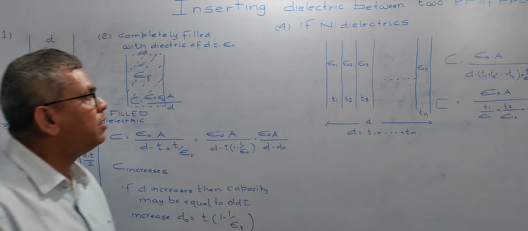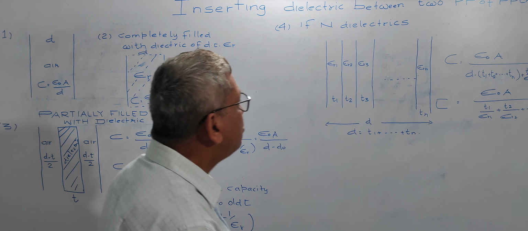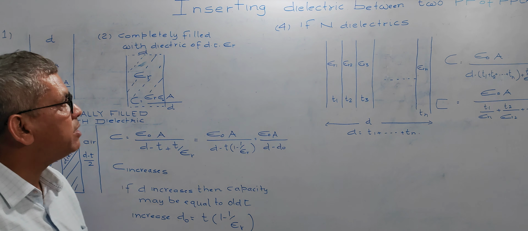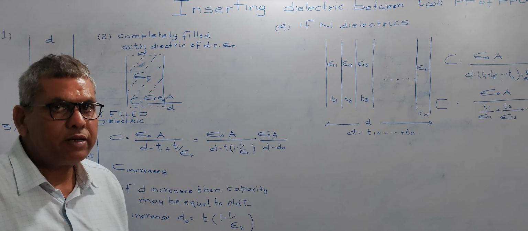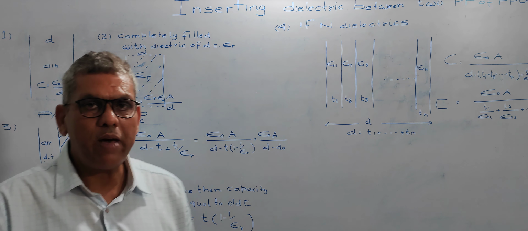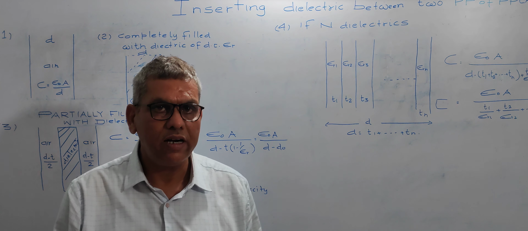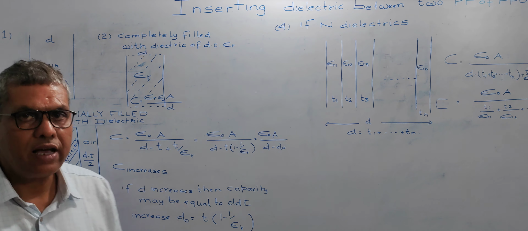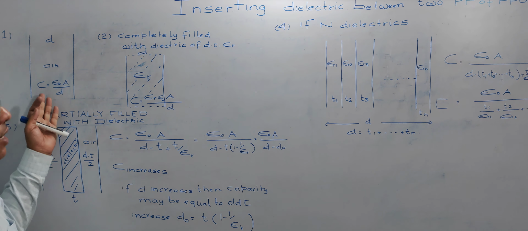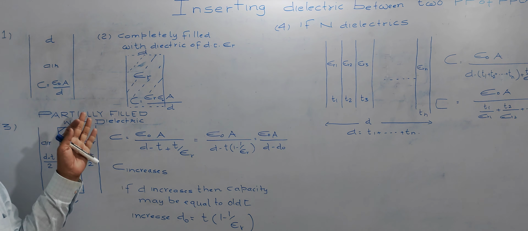Hello student, we'll find out what is the equivalent capacitance when dielectrics are inserted between the two parallel plates of the capacitor. Now when I take two parallel plates of the capacitor and no dielectric is placed between the two plates and only air is there, then I can write down the capacitance is epsilon naught A by D.